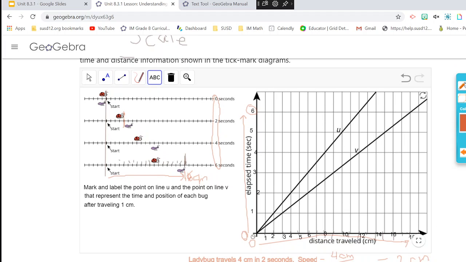And then what about ant? How fast is ant traveling? Let me get a different color for ant. Look at the tick mark diagram. Ant travels in 2 seconds. Can you see where ant is? I'll draw it for you. In 2 seconds, ant has gone 1, 2, 3, 4, 5, 6 centimeters. So let's write that down. Ant travels 6 centimeters in 2 seconds. So ant's speed equals, do the math. 6 centimeters divided by 2 seconds. And that equals 3 centimeters per second.